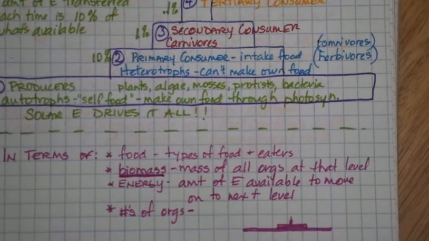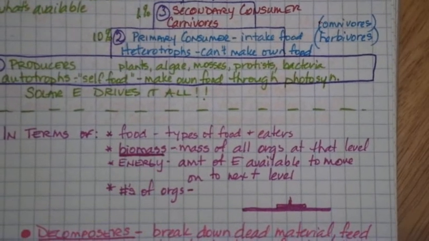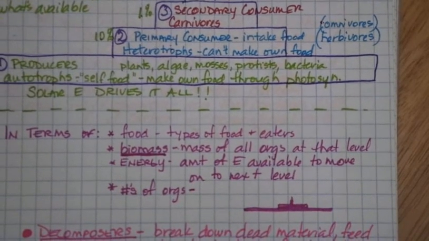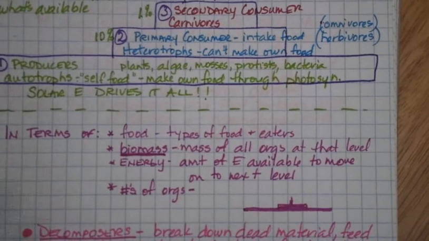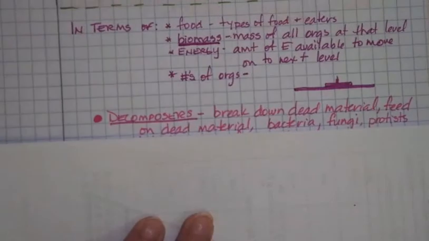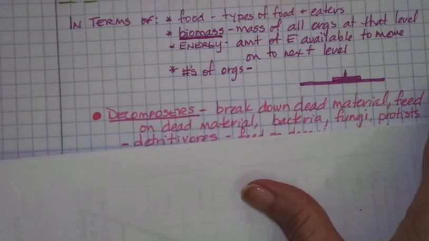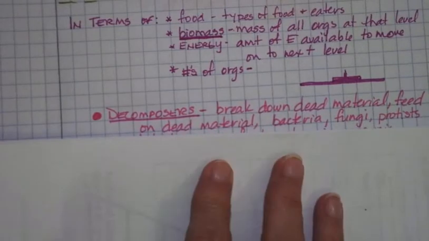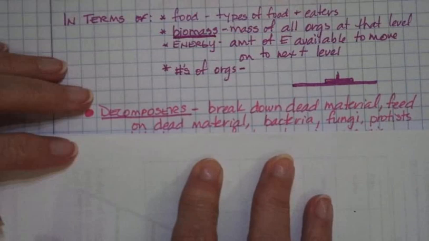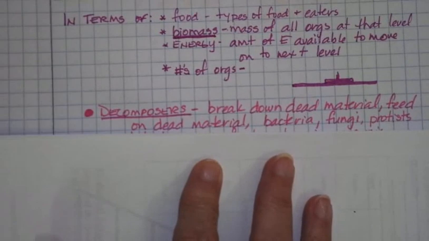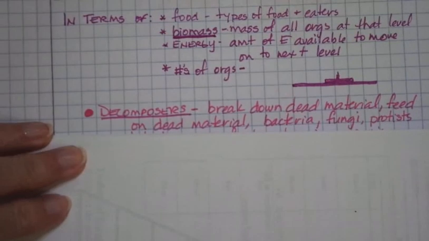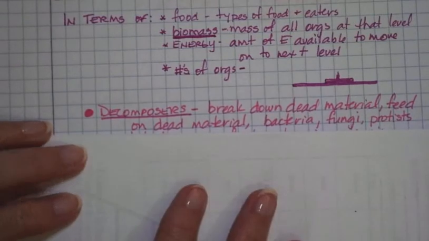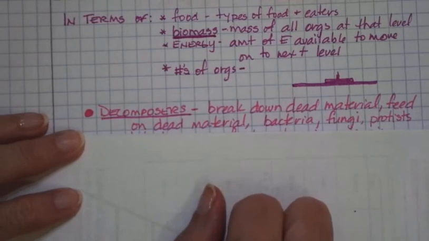Now, one thing we need to talk about are decomposers. Decomposers are those organisms that break down dead material, or feed on dead material. They're bacteria, fungi, protists, all those things can be decomposers. We just make the assumption that they're all throughout the charts, because no matter at what level, if an organism dies or gets rid of wastes, the next thing in line would be the decomposers that deal with that. So they break down dead material, they feed on dead material.